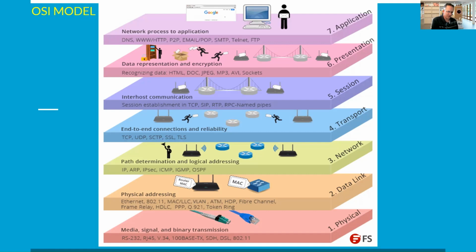6 is our presentation layer. It prepares data for the application layer. It defines how two devices should encode, encrypt, and compress data so it is received correctly on the other end. The presentation layer takes any data transmitted by the application layer and prepares it for transmission over the session layer.